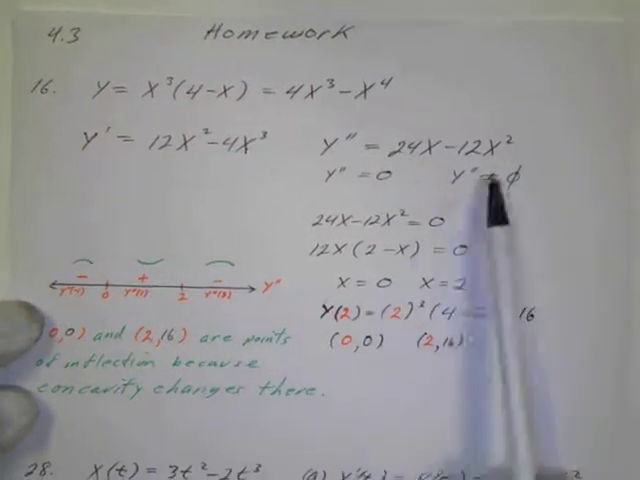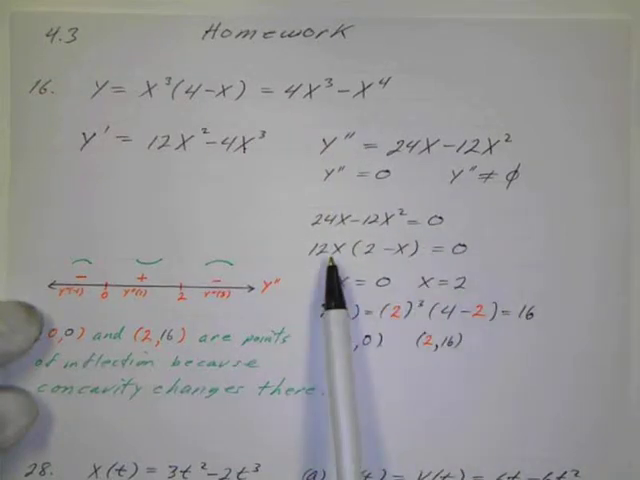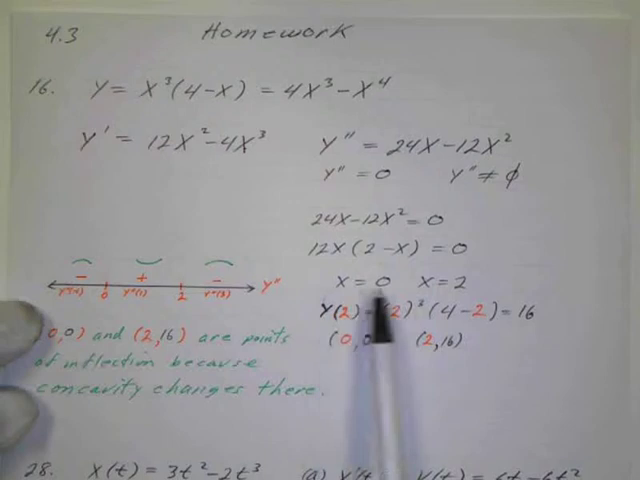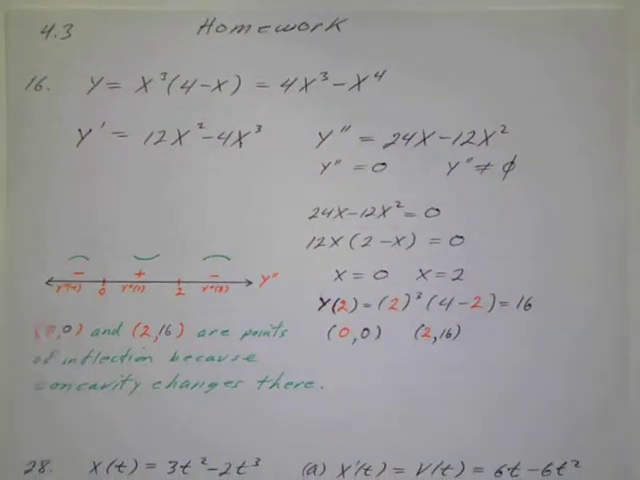This is not undefined. It's a polynomial, but it can be equal to 0. So I set it equal to 0, and I factor out the 12x. So when x is 0 or when x is 2, this will be 0. So those will be my critical points.